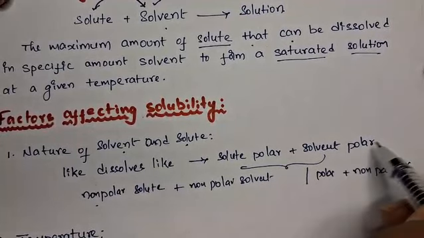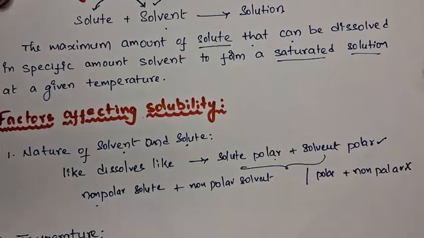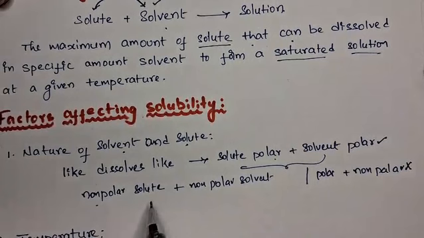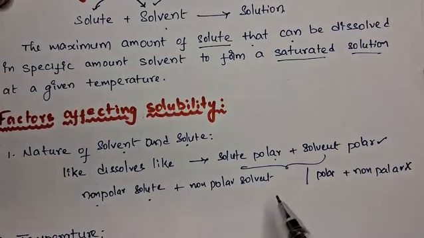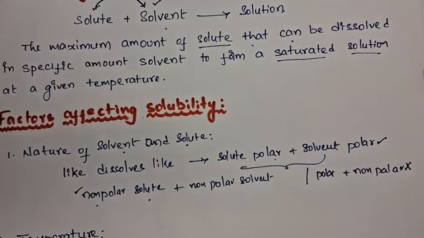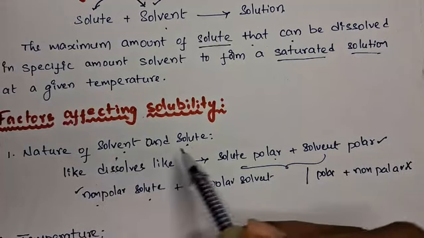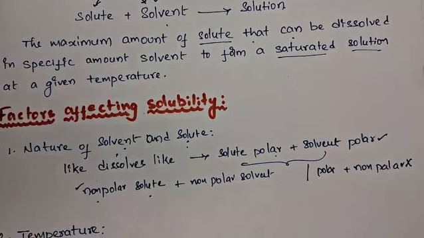So if the solute is polar, the solvent should also be polar, then only the dissolution will happen. At the same time, if the solute is non-polar, the solvent should also be non-polar, then only the solubility can occur. So this is one of the factors, polar and non-polar. That means solubility depends upon the nature of solvent and the nature of solute.